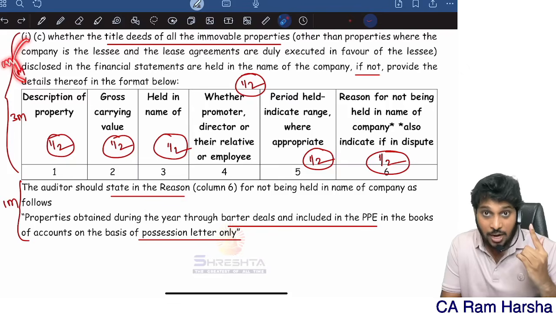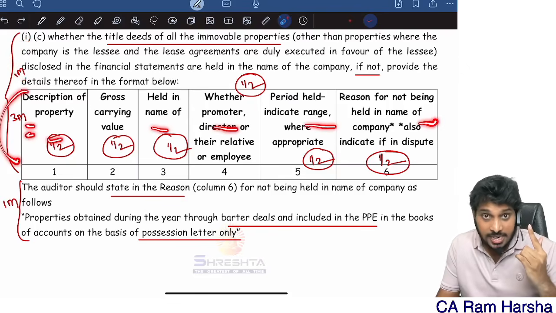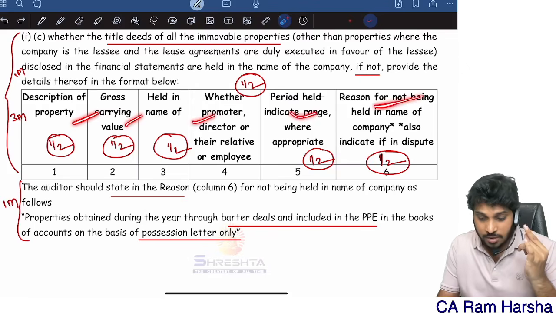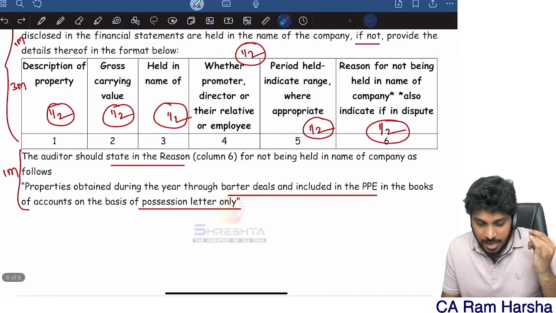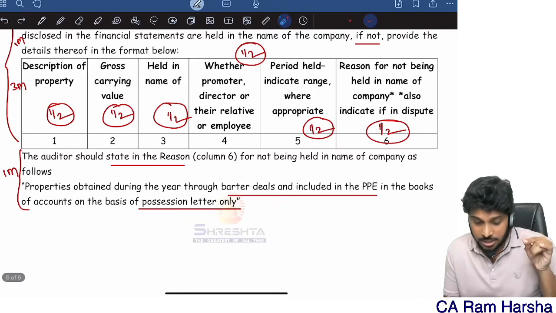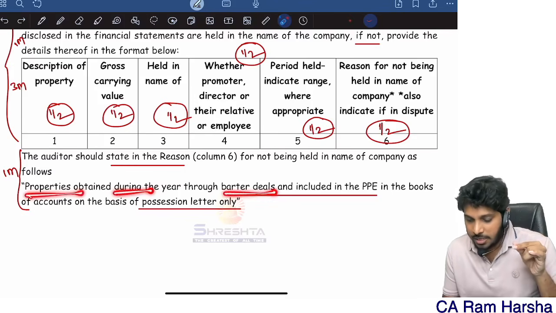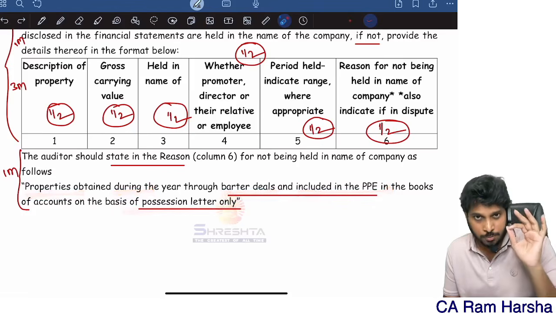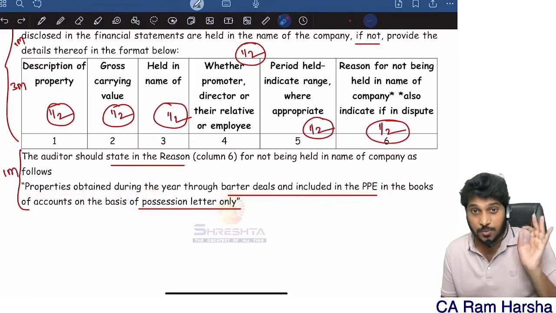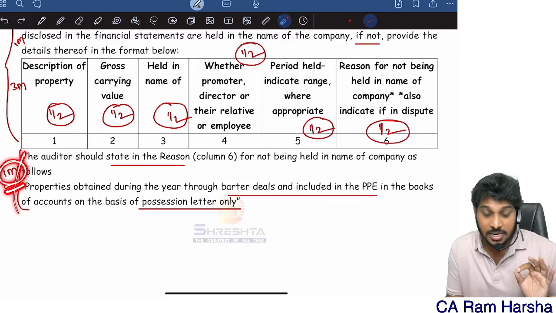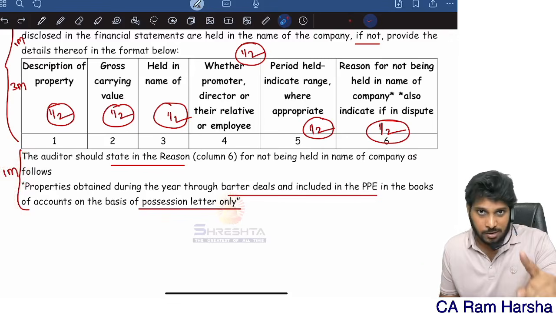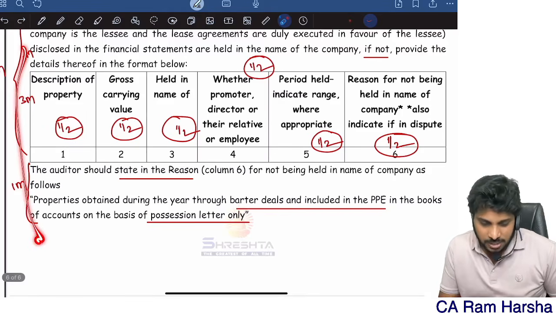Intro, 1 mark, the CARO intro. 3 marks for this entire description. That too, the breakup is given, each will have half mark. And the reason also you should clearly mention: properties obtained through barter deals are based on possession letters only, and title deeds are not yet transferred in the name of the company. You should mention that reason clearly. For writing the reason clearly, 1 mark. So this is how 5 marks are allocated.